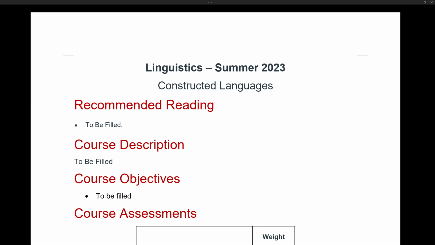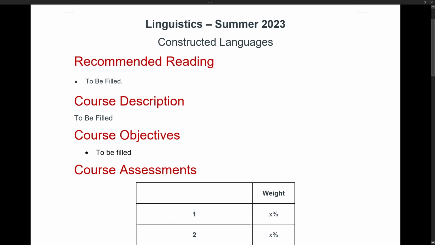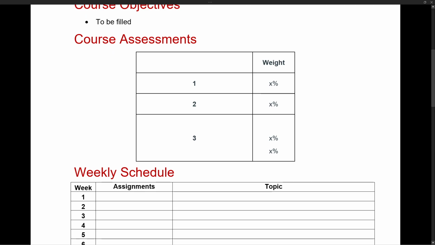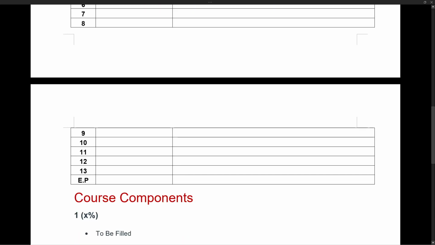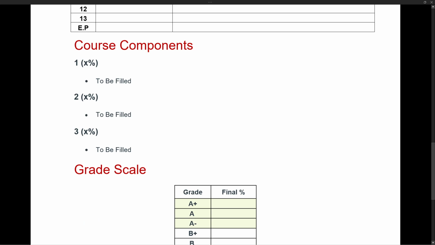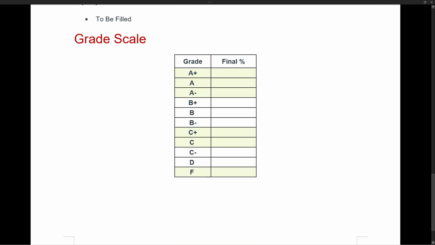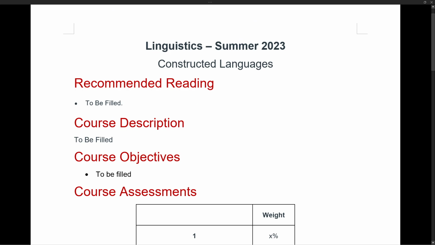I have a few sections I need to fill out, and this creates the outline for everything I'm going to do. So recommended reading, a description of the course, the objectives, how they're being assessed, the schedule for 13 weeks plus an exam period, details on the grading, and then of course a grade scale itself.